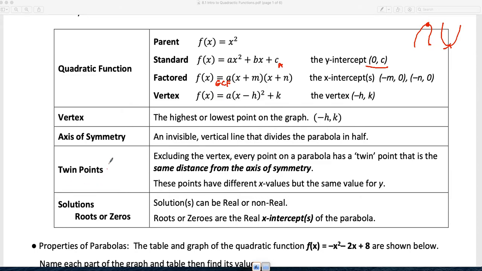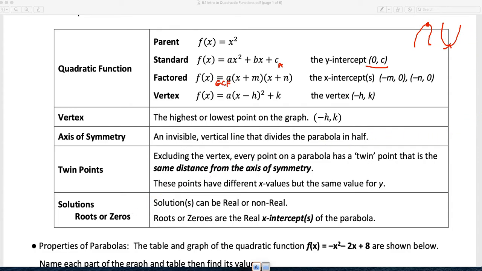We have something called twin points, which isn't really an official math term, but it's an incredibly useful thing to know. We're going to have these parabolas. They're U-shaped, and excluding the vertex, every point on a parabola has a twin point. It is the same distance from the axis of symmetry. These points have different x values, but the same value for y. I don't draw these well enough, so I'm going to wait till we get to the graphs and then we'll look at it. So, never mind, ignore that.